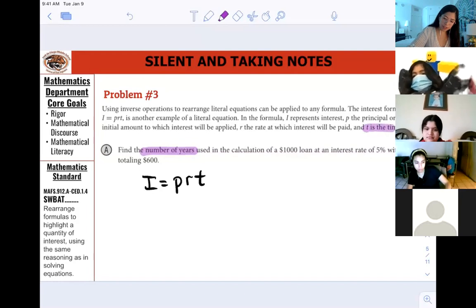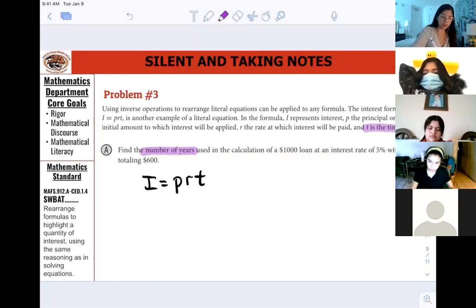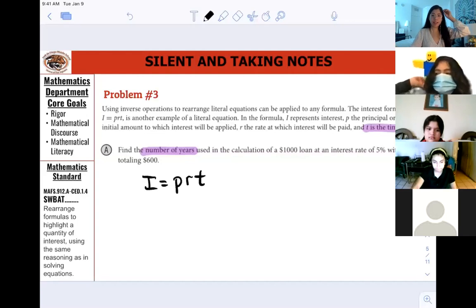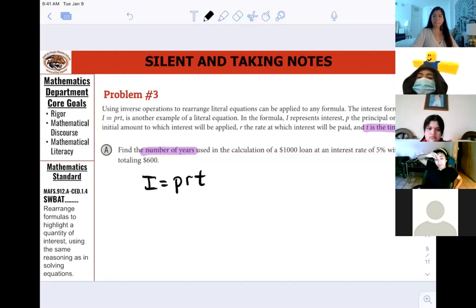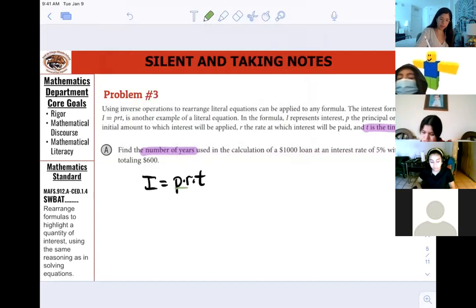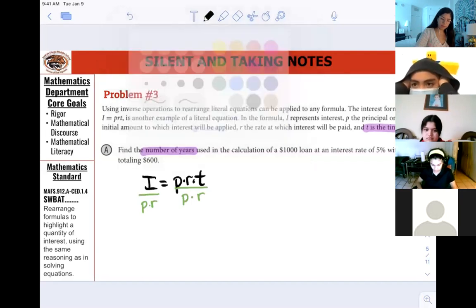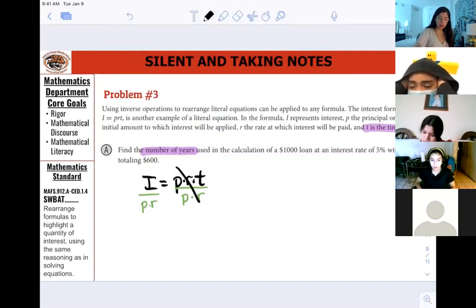You can go back to the question and look. T is the time. So that means I need to get T by itself. I need to isolate the T. Who can tell me how to do that? This is very similar. Division? Good, we're gonna divide. Since P, R, and T are being held together by multiplication, division is the opposite of multiplication, and that's how we're gonna get T by itself. So you divide by everything you don't want. I don't want the P, I don't want the R. And you're gonna do that on both sides. That's gonna eliminate the P and the R, and you're gonna be left with T all by itself.